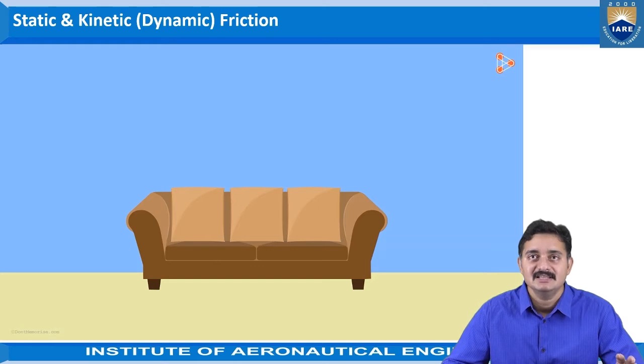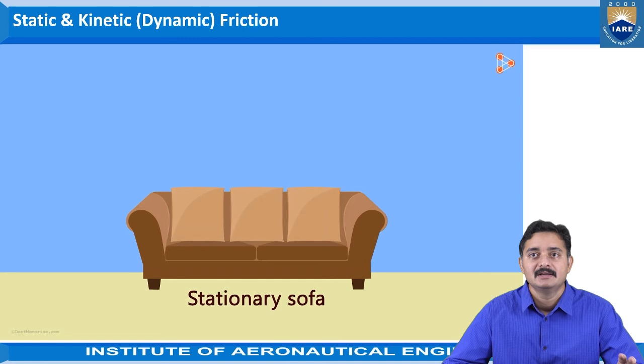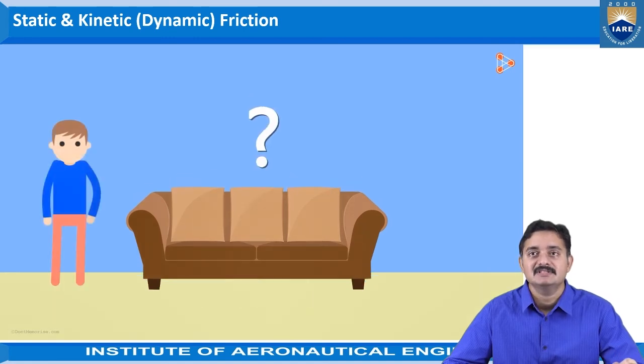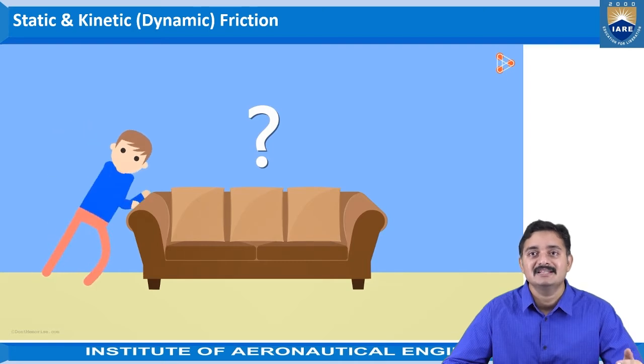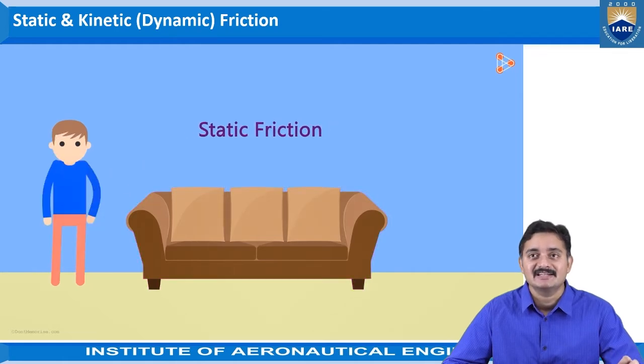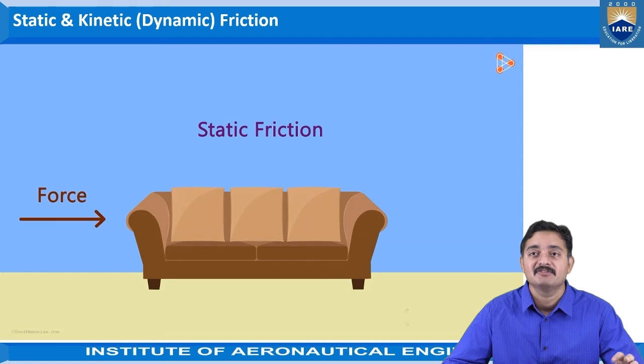Now let us see the static and kinetic friction, or static and dynamic friction. Static friction is the case where we can take the example of a stationary sofa and a force is being applied. How much force will make the object move here? We should be applying the force so that the contact links, the unevenness, should break. And that unevenness will be dependent on the weight of the object. So this is the static friction.